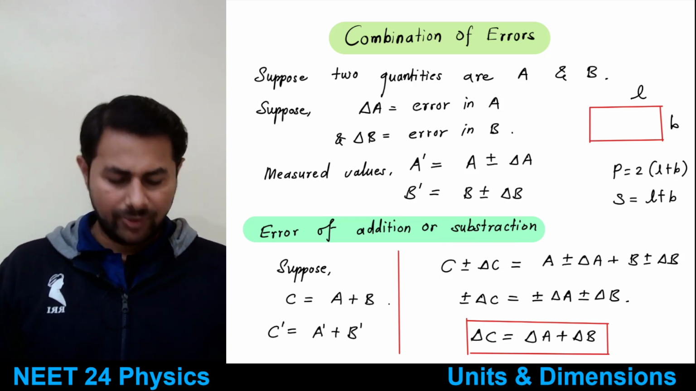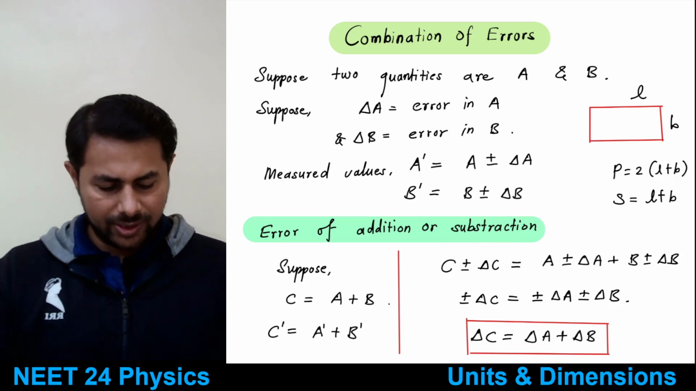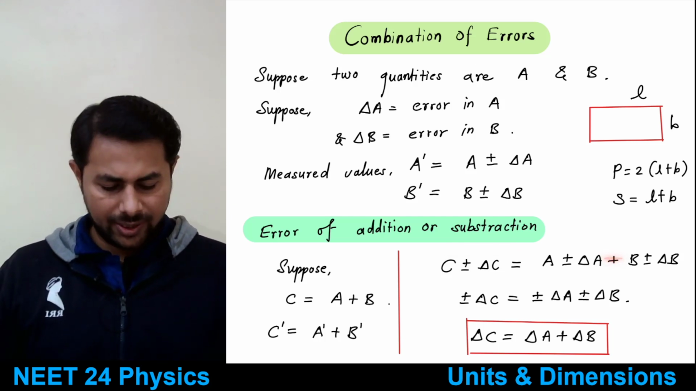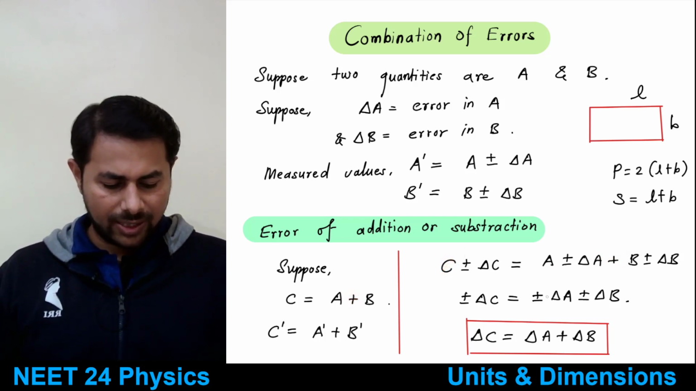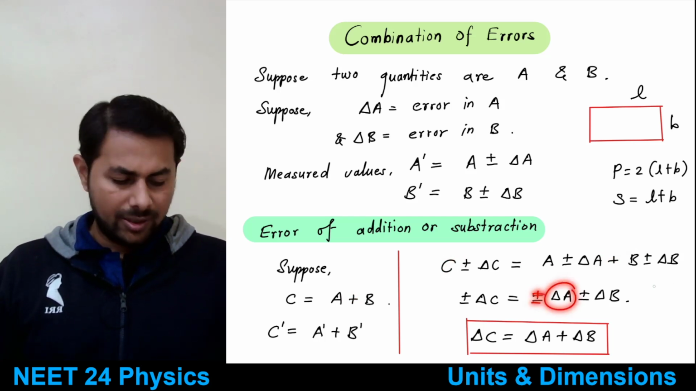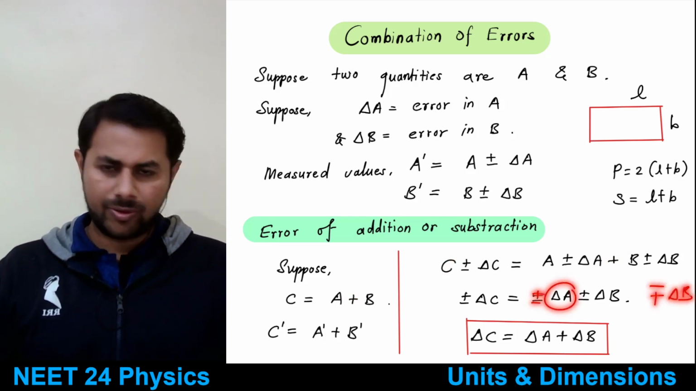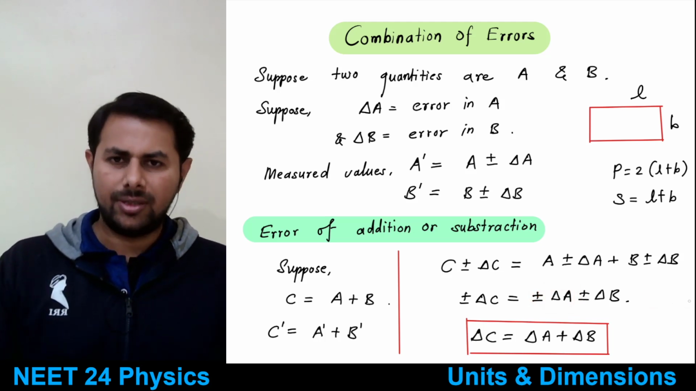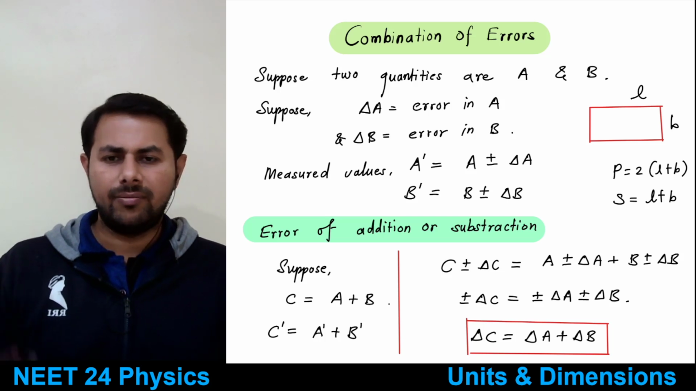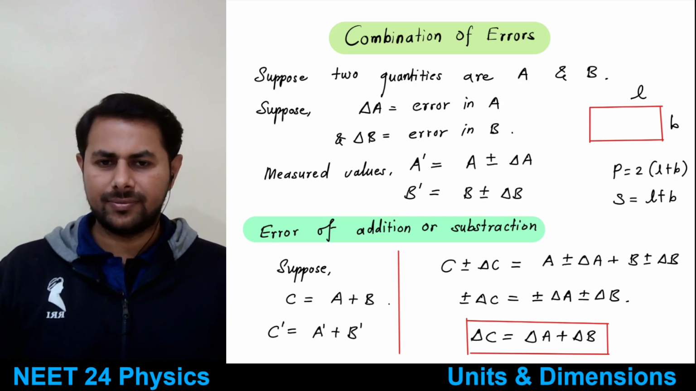In subtraction, what will happen? So there will be just a negative sign here. Again, the C will get cancelled out because C is A minus B, and your answer will be plus minus delta A minus plus delta B if you subtract B from A. But still you will take what? Positive sign only, because you want to find out what is the maximum possible error. Okay, is that fine, everyone? Yes. Good.